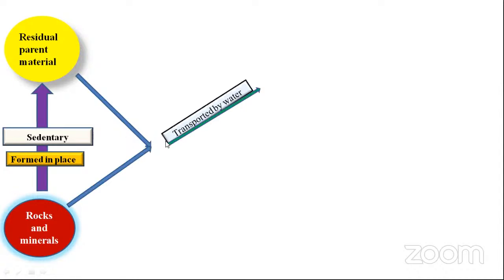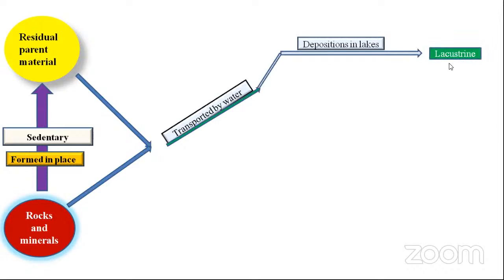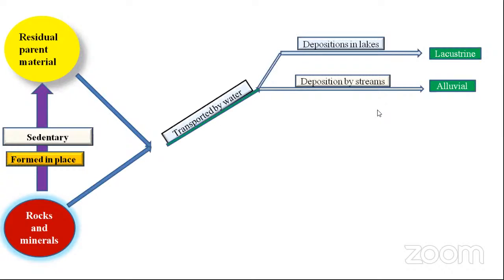If the residual parent material, or sometimes rocks, are transported by water, what has happened? If it was deposited by lakes, those are called lacustrine. Sedentary and residual mean the same here; from here you can see some residual parent material. And if these are transported, what will happen? Deposition by water in lakes is known as lacustrine, and if it is deposited by streams, this is called alluvium.